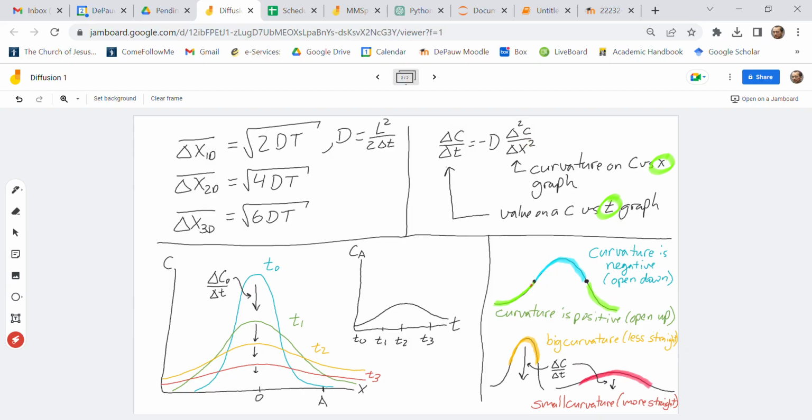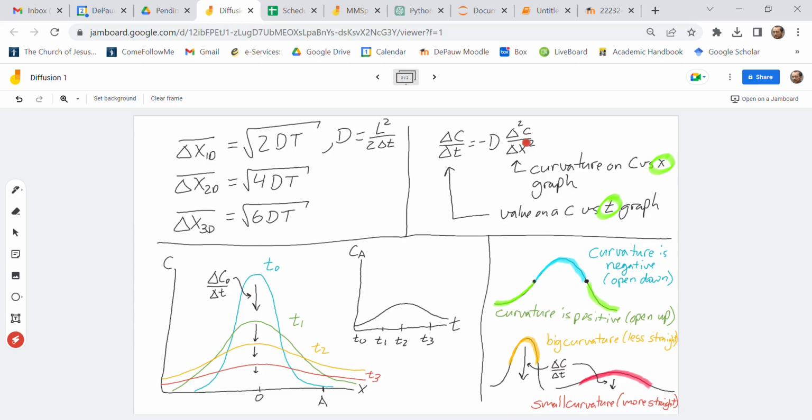So if it's bending such that it opens upward, like this case, that's a positive curvature. Negative curvature is if it opens downward. Now let's understand curvature a little bit more.